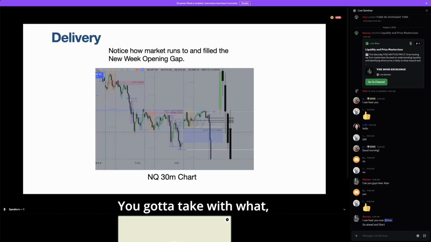You've got to take what you know is going to hit. And that's what this whole thing is about, trying to find where you believe the market is drawing towards.